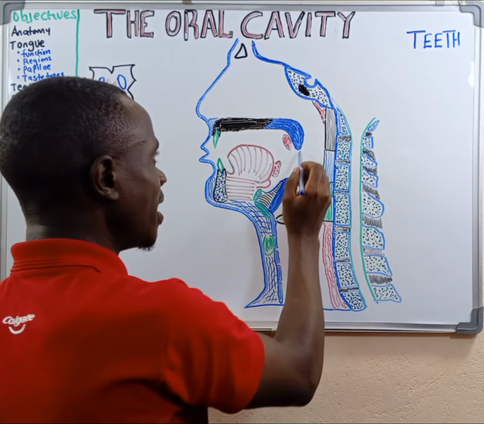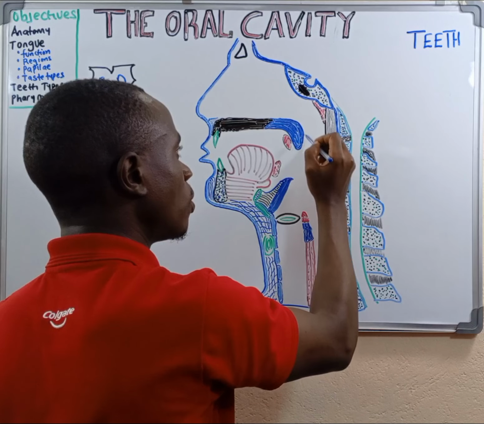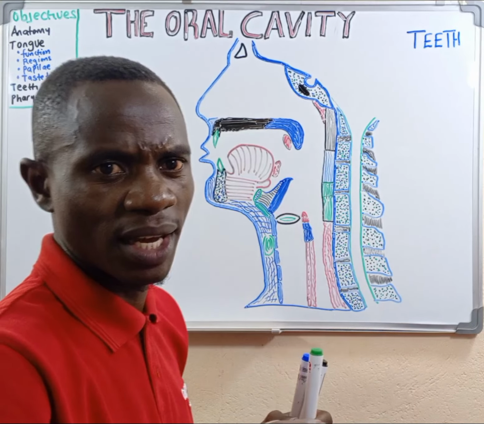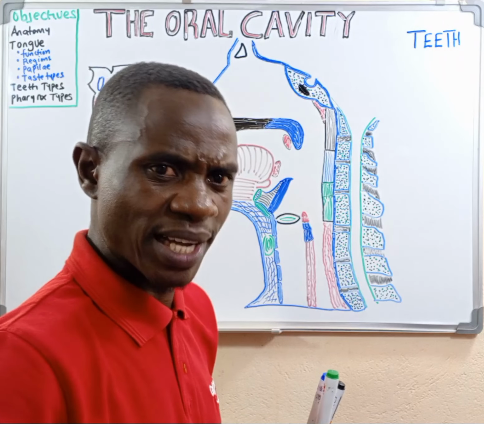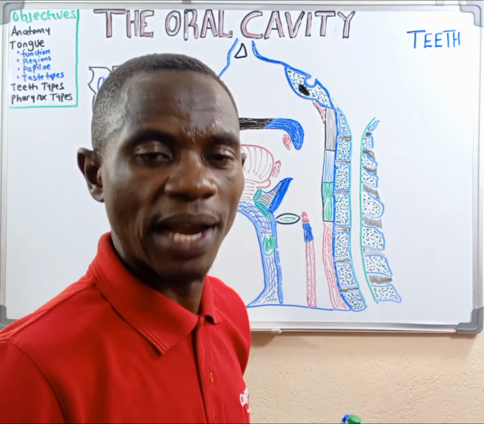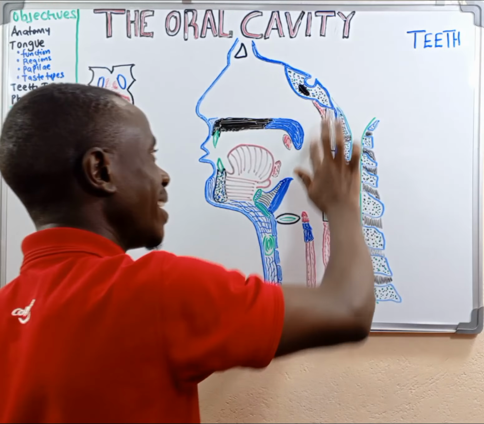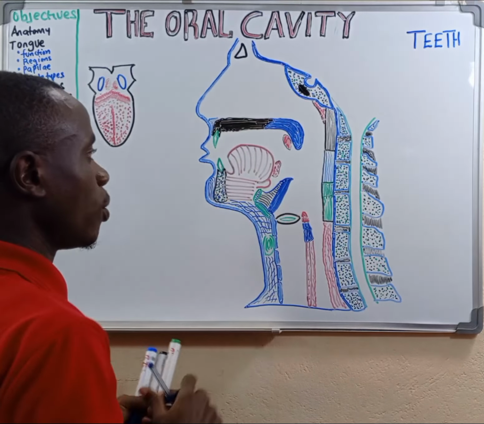Now, at the back of the soft palate, we have this structure which looks like a finger-like, drop-like structure. You know how this structure is called? It is what we call the uvula. Super important. When swallowing, it moves up such that nothing flushes back into the oral cavity.